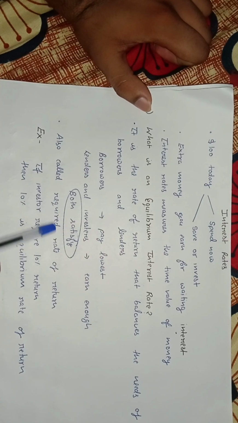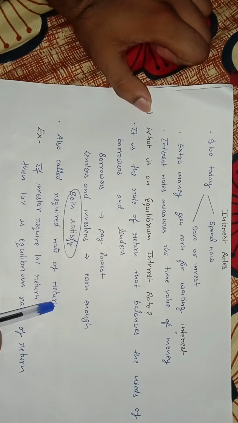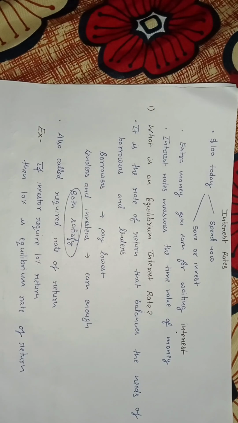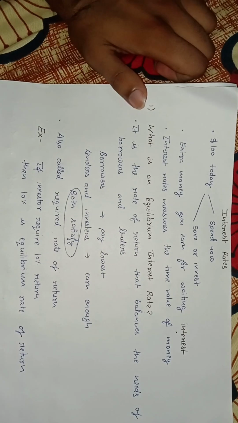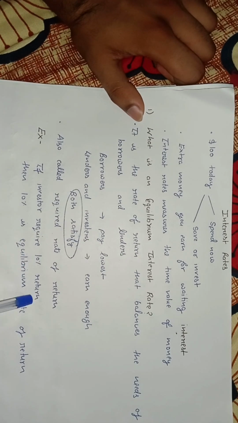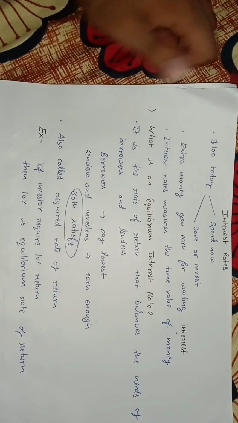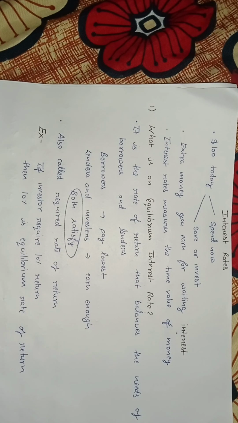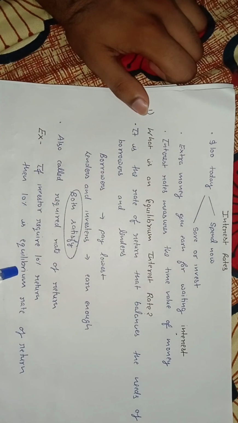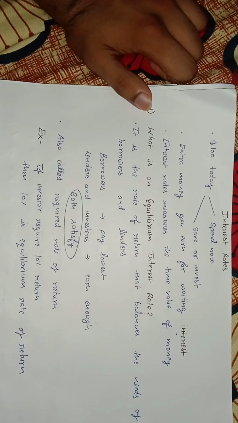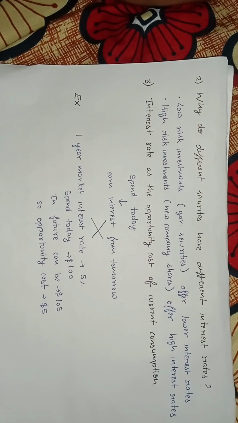It is known as the required rate of return because it is the minimum return investors expect before investing their money. For example, if investors require a 10% return to invest in a company, then 10% is the equilibrium rate of return for that investment. Why do different securities have different interest rates?